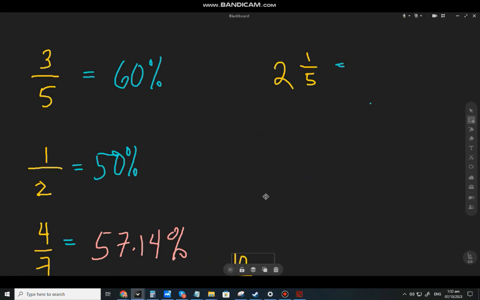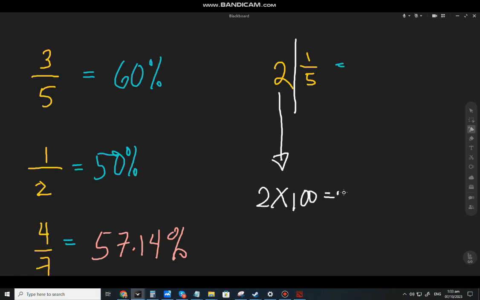Okay. Next one. How about 2 and 1/5? Now we just separate it first. 2 is a whole number. You have a whole number, just multiply it by 100, will be 200, and you add the percent sign. So we know that 2 is 200%.